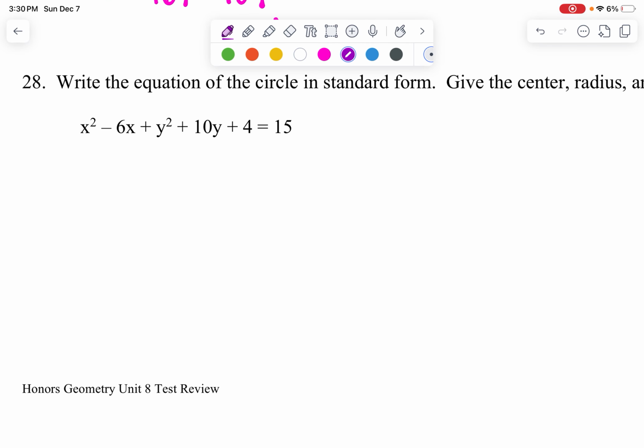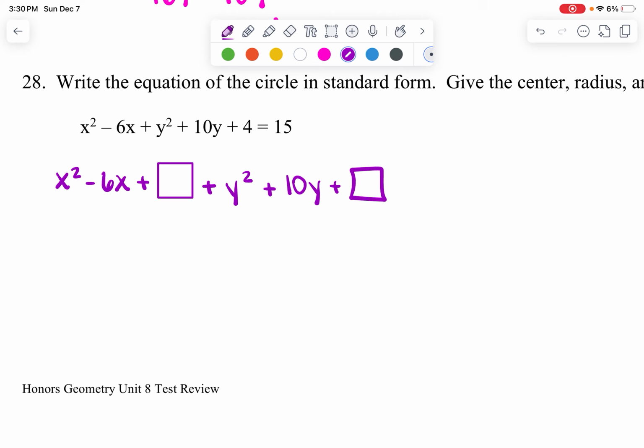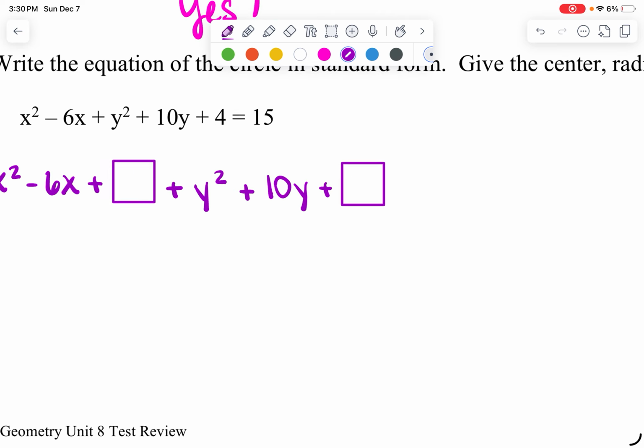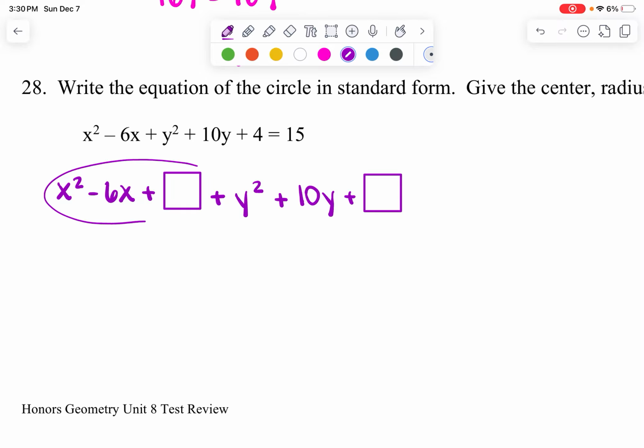Here we go. So remember, this is the general form of a circle. We want standard form, which means we need some squared binomials. And if we have squared binomials, then we need to start creating some perfect square trinomials to get those squared binomials. So remember, I like to get all my x squareds together and then put a little box because I know I'm going to have to complete the square. Then I do all my y's together.